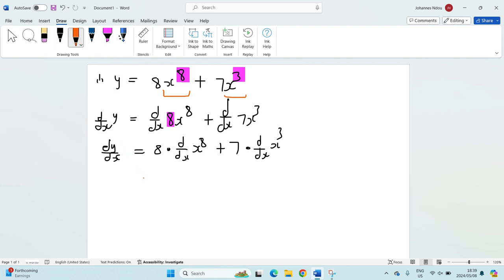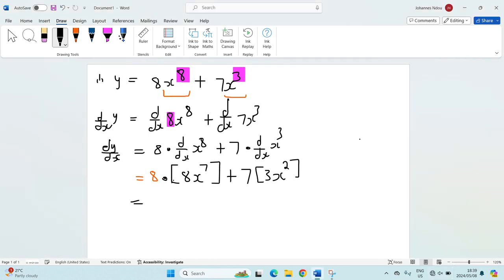Likewise, I'm going to keep the 8. Now I'm going to apply the power rule on this function x to the power of 8. First of all, I move the 8 to the front. This becomes 8, then x, and then I subtract 1 from 8, and I get 7. Plus, I keep the 7 and differentiate x to the power of 3. I'm going to bring 3 this side, x, subtract 1 from 3, and then I have 2. I hope it's clear.